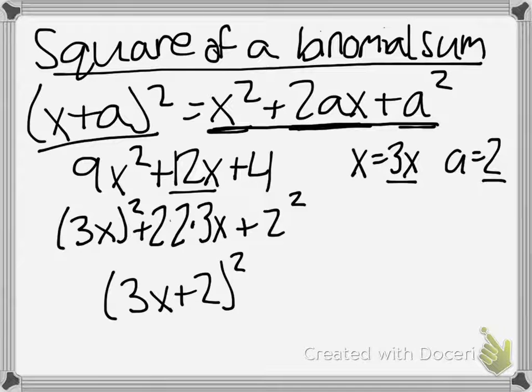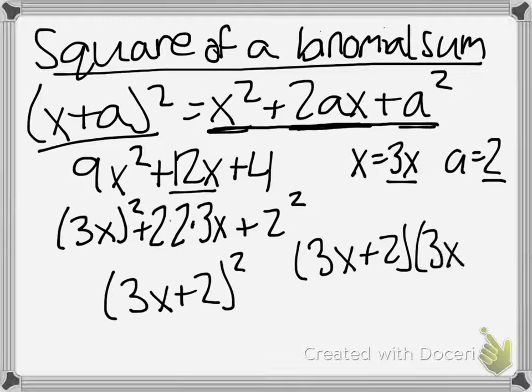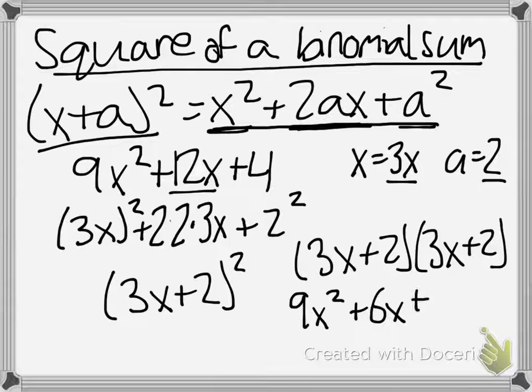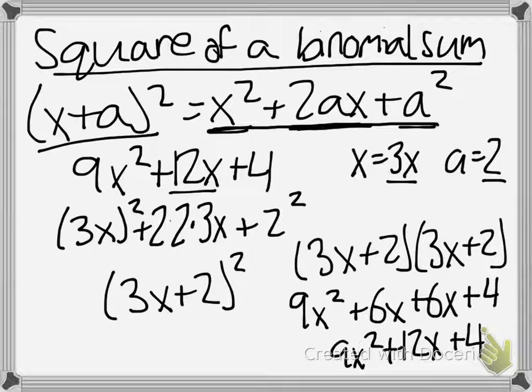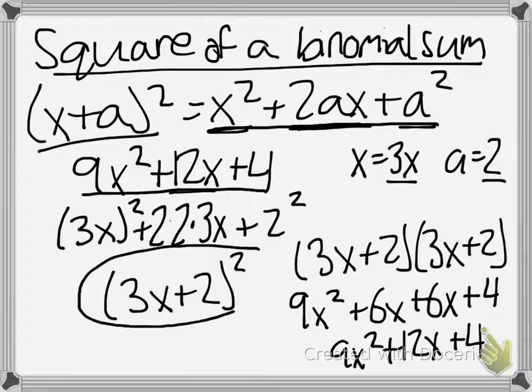I can check that. 3x plus 2 times 3x plus 2. Multiply my first terms, 9x squared. My outside terms, plus 6x. My inside terms, plus 6x. My last terms, plus 4. 9x squared plus 12x plus 4. Exactly what I wanted. So again, I was able to take this not simple polynomial and use my formula to see quickly that it's this nice simple thing.